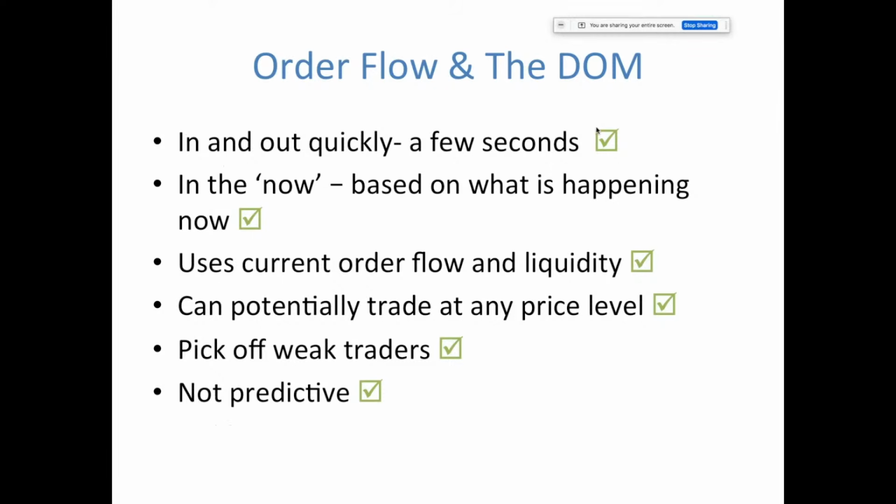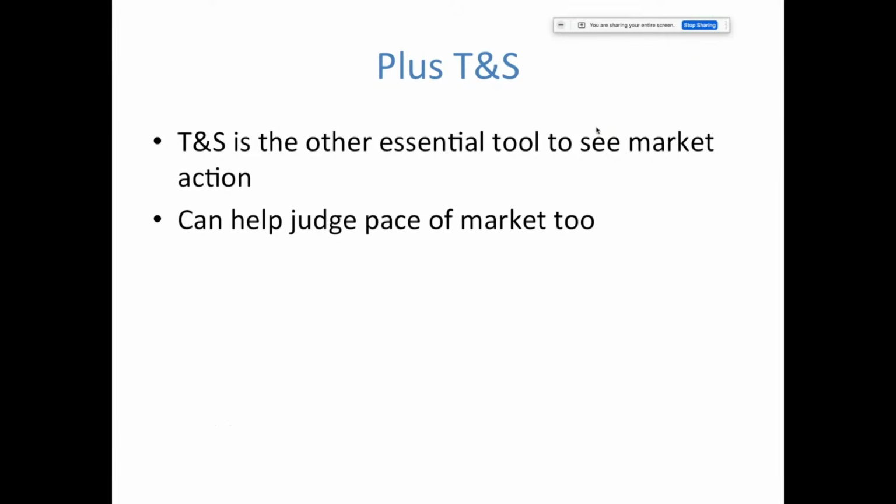So not predictive style. So the DOM is the perfect product, the perfect platform style to use it, and plus time and sales. Obviously, it's the other essential tool. What is trading? You won't get to see every price on the DOM. Sometimes you won't. You want to see what volumes are, and so time and sales as well. It can help you judge the pace of the market as well.